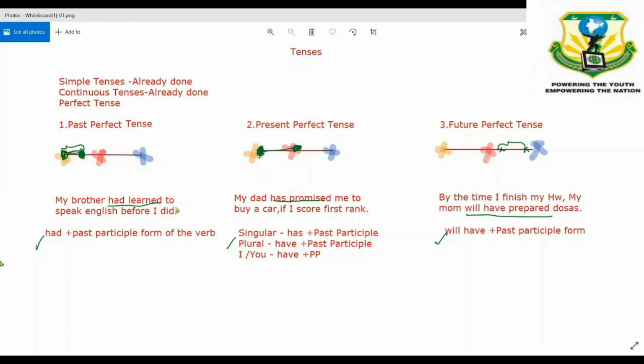With this reference, we have already completed a few activities in our course book as well as in your workbook. I'll also mention the page number on which you have to work in the workbook, guys. You can carry on with the workbook activities.